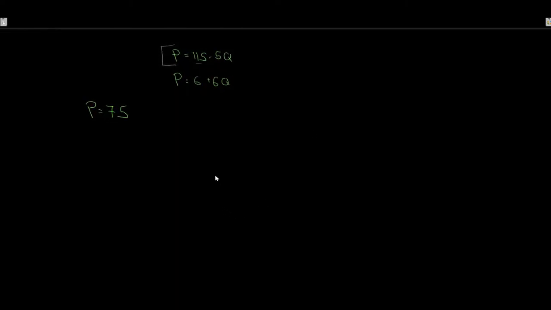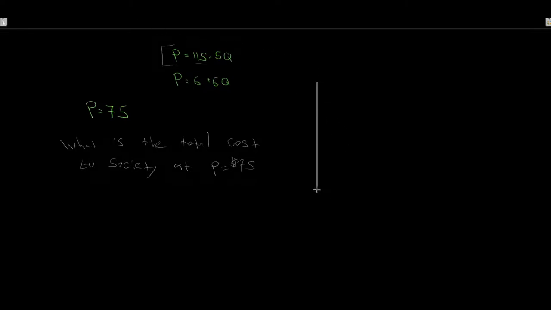Okay, so if we add this scenario, again same equations, but this time at a price of 75, I want to know what is the total cost to society at a price of $75. So in this case here, we need to find our total cost. Total cost is our supply side.